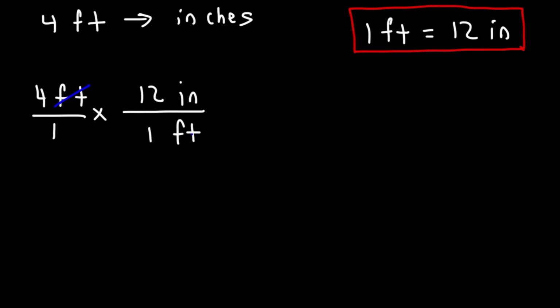So these units will cancel, and now we just need to do the math. So whenever you see two numbers on top, multiply by those numbers. For numbers on the bottom, you're going to divide by that number. 4 times 12 is 48. So the answer is 48 inches. 4 feet is equivalent to 48 inches. So that's how you can convert from one unit to another.